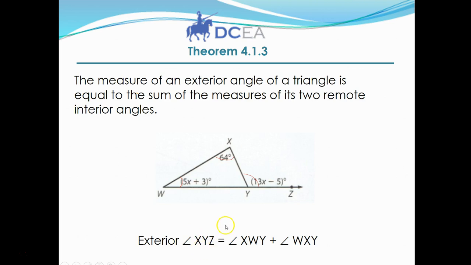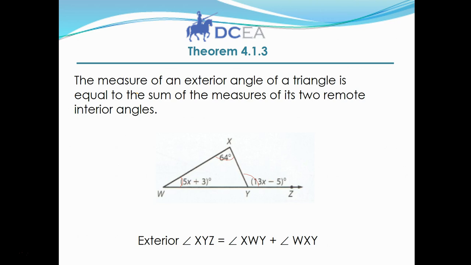So I've gone and I've fleshed this out. I'm uncomfortable with just saying angle Y, angle W, angle X. I like to call out the angles. If you're working on a figure that has a lot of angles, this is helpful. So angle XYZ equals angle XWY plus angle WXY. And that's another way of expressing that.